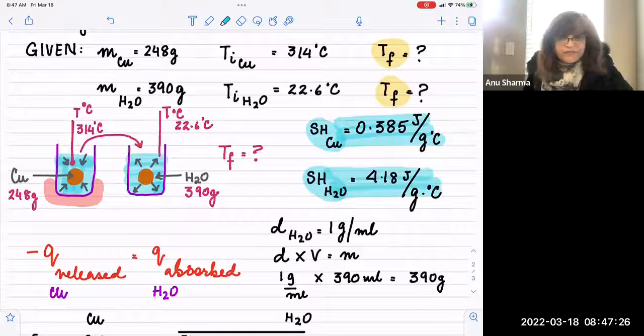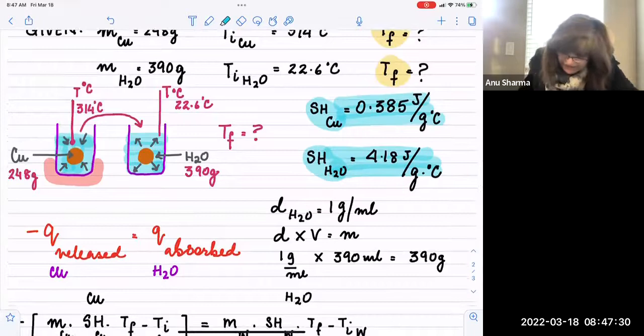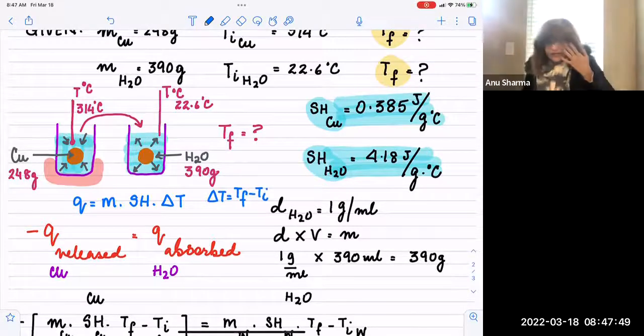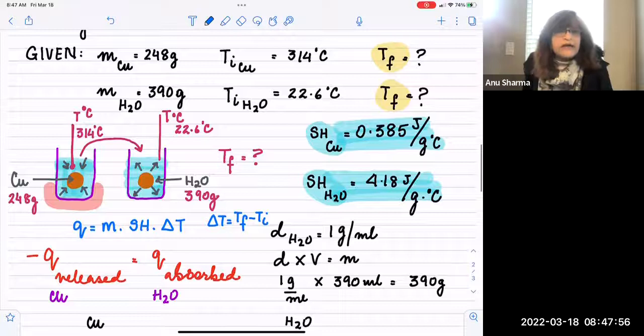Now, the formula that is being used is the same formula that you know for measuring the heat, which is Q equals m times the specific heat times the change in temperature. And we know the change in temperature is T final minus T initial. Okay, and we are being asked to find the final temperature. Keep in mind that the final temperature is going to be the same for both the water and the copper.